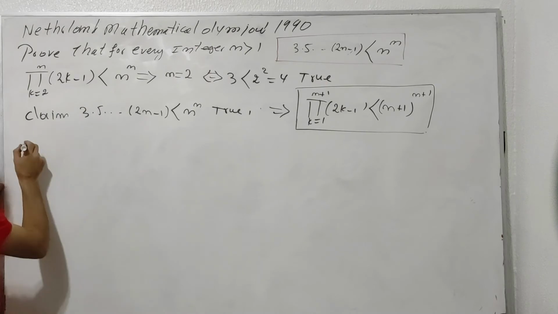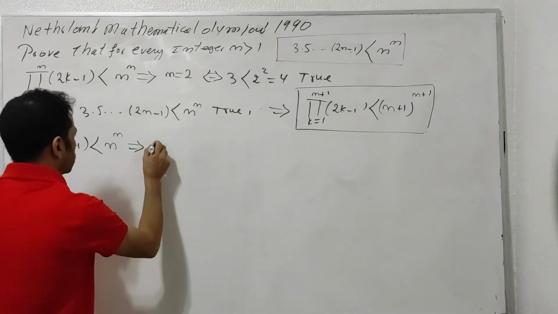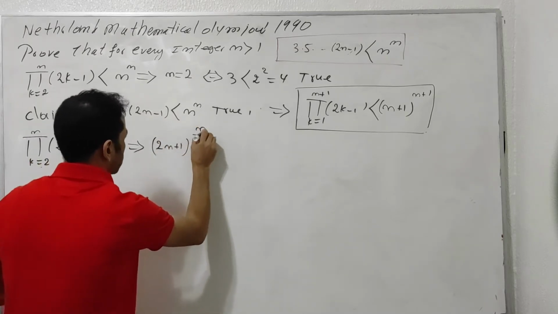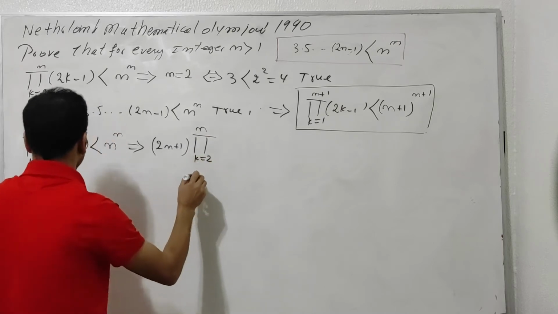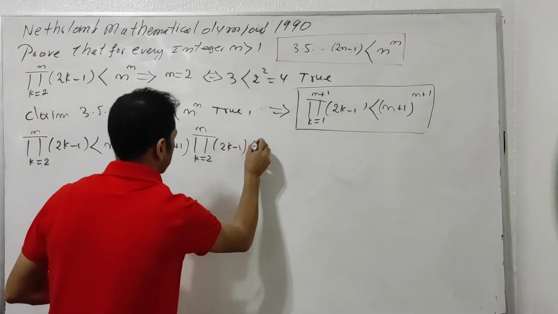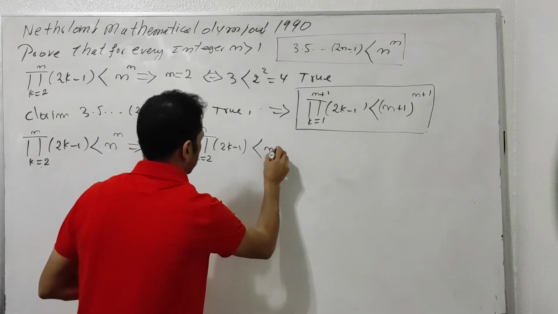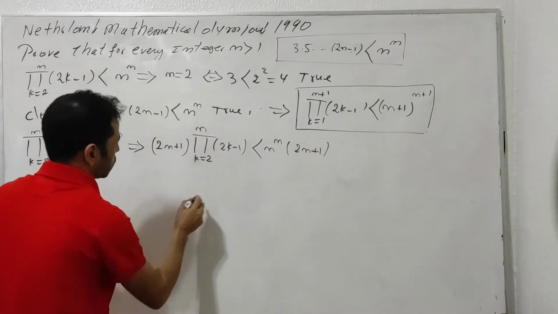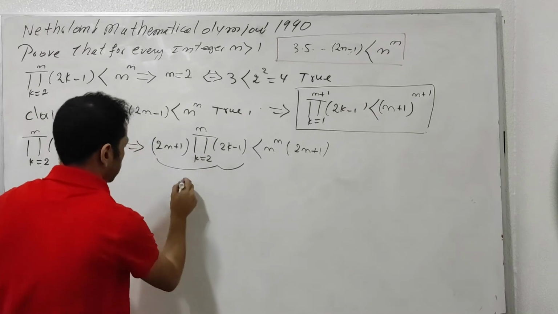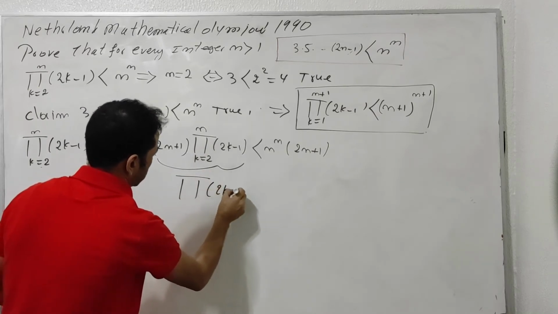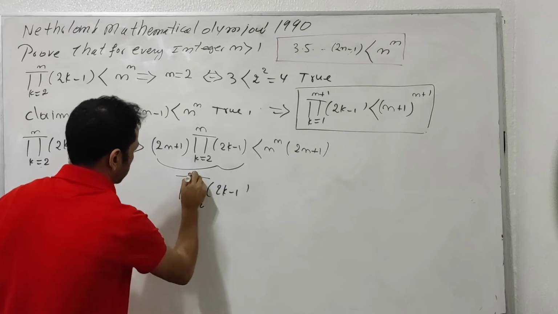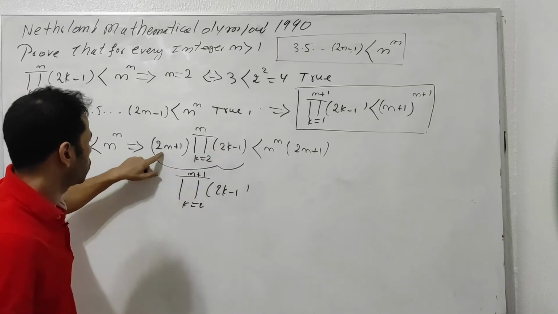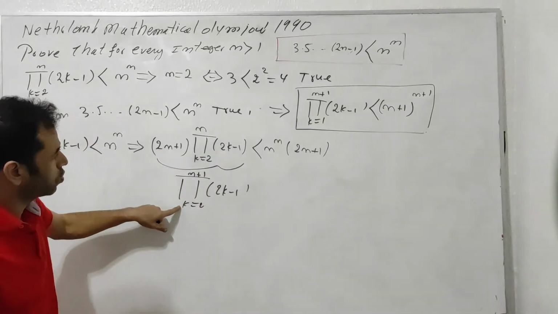We have this true, so this product, I'm going to multiply this one by 2n plus 1, as k goes from 2 to n, strictly less than n to the n multiplied by 2n plus 1. So this one is the same thing as the product of 2k minus 1, as k goes from 2 to n plus 1, because if you replace k with n plus 1 as the last term, it gives you 2n plus 1. That's why this one equals this one.